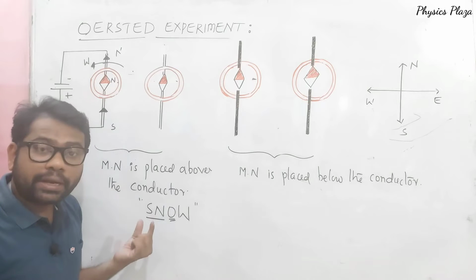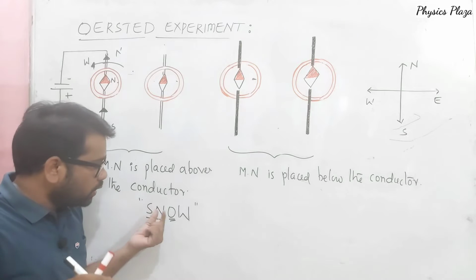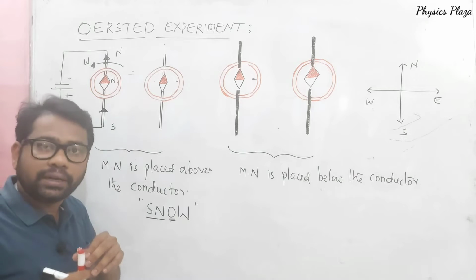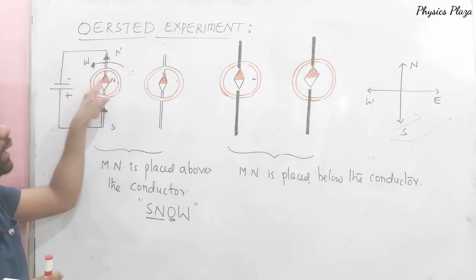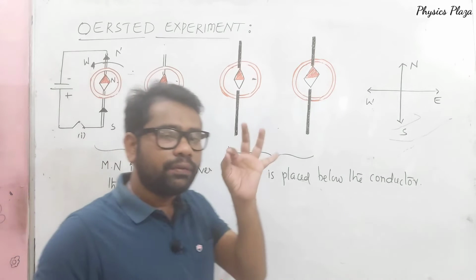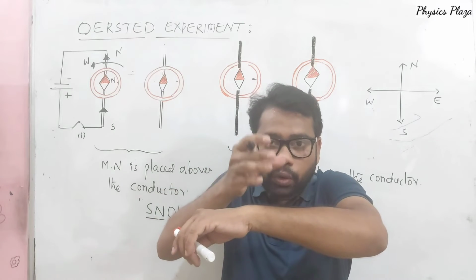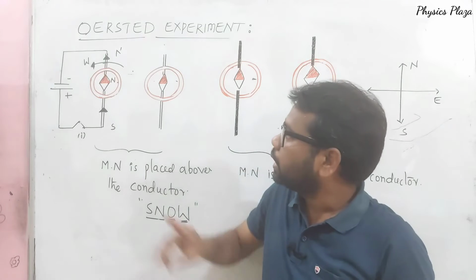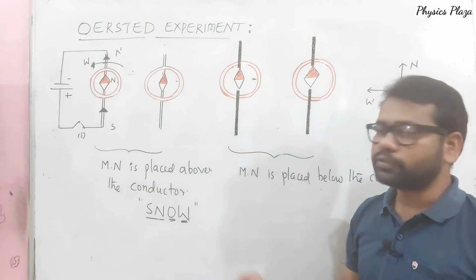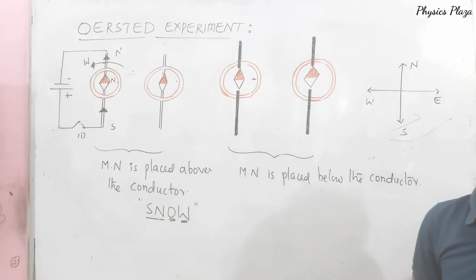So children, whenever current is flowing from south to north in the conductor and a magnetic needle is placed over the current carrying conductor, then the north pole of the magnetic needle gets deflected towards west. Children, very important. I repeat once again. When current is flowing from south to north and a magnetic needle is placed over the current carrying conductor, then the north pole of the magnetic needle gets deflected towards west. We can remember this with the help of snow. Children, once you know this one case, then the other three cases will be very simple and easy.